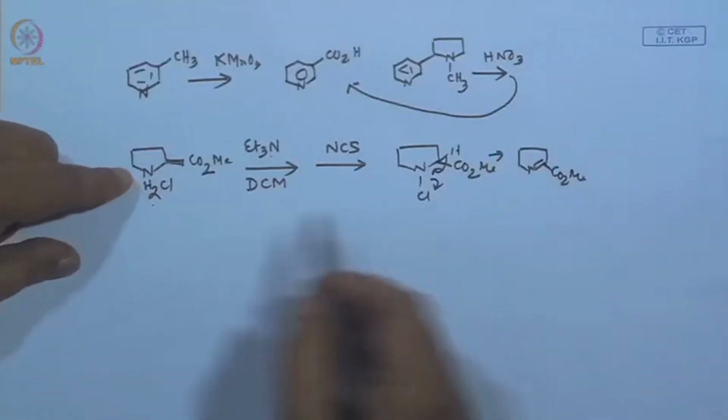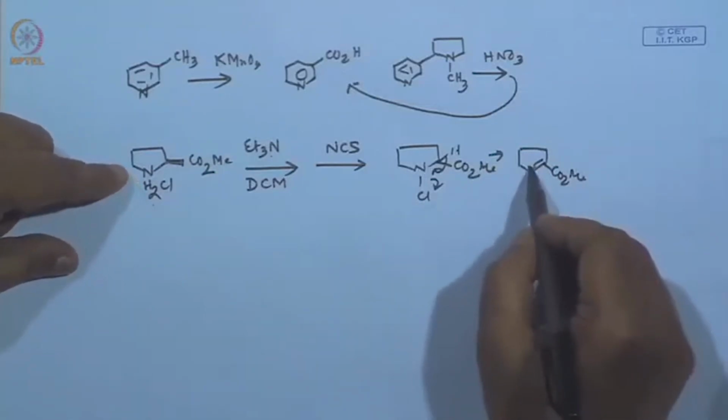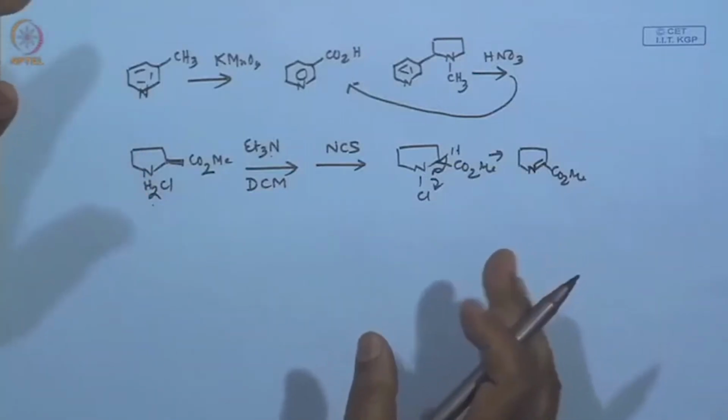So, if you look at the starting material and the product, the difference is basically dehydrogenation. So, this is just an example to show that N-chlorosuccinimide could be a dehydrogenating agent or oxidizing agent. And these are all a little bit of recollections, some of them are recollections.